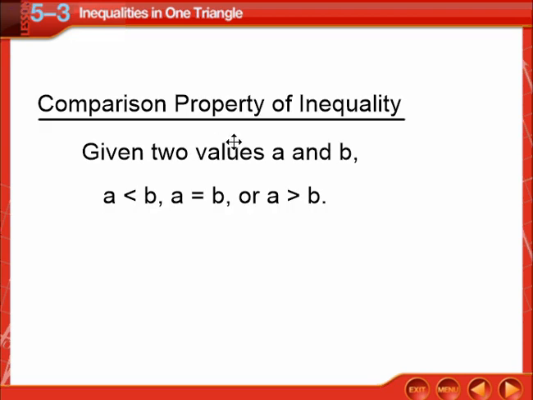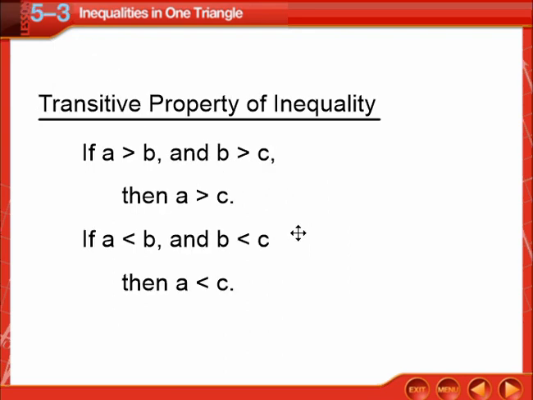The first one says that if you've got 2 values, which we'll just call A and B, then one of 3 things always has to be true. Either A is less than B, A is equal to B, or A is greater than B. There's no other possibility. It's got to be exactly one of these 3 things, and that's just a mathematical property that states that fact. And so, if you've got 2 people, either the first one's younger than the second one, or the first one's older than the second one, or they're exactly the same age, is another way of looking at that.